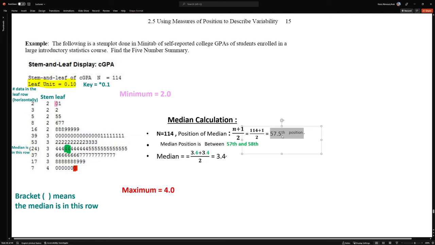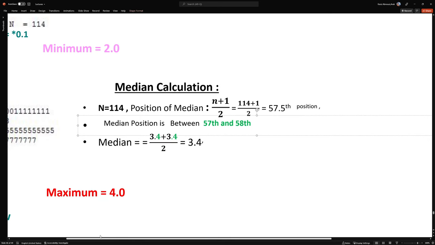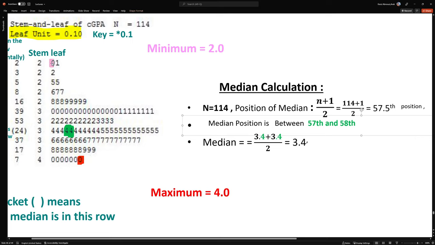And the position is the 57.5th position, because the number of observations is an even number, so we have to count up to the 57th and 58th numbers and take their average. So let's start counting. It's over here. This is the first number. 1, 2, 3, 4, 5, 6, 7, 8, 9, 10, 11, and so on. This is the 55th position, 56, 57, 58. So we want these two.